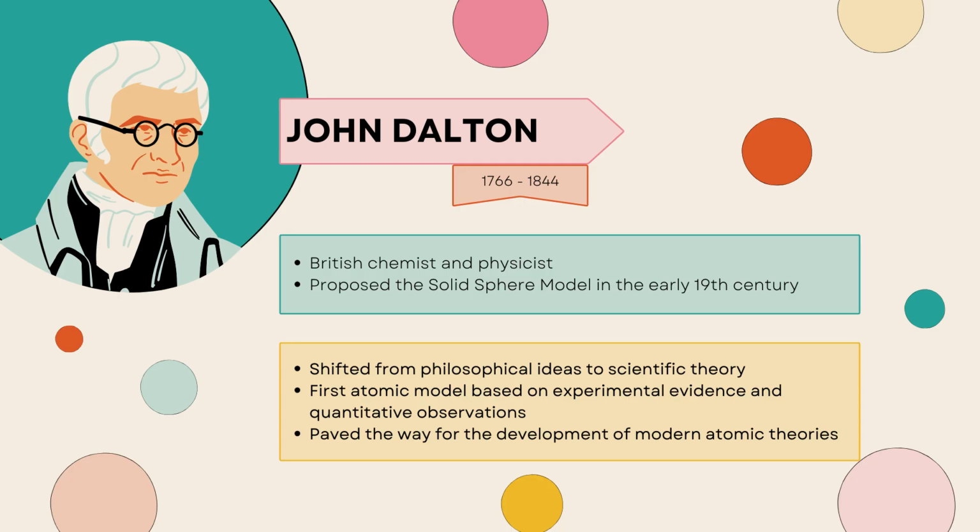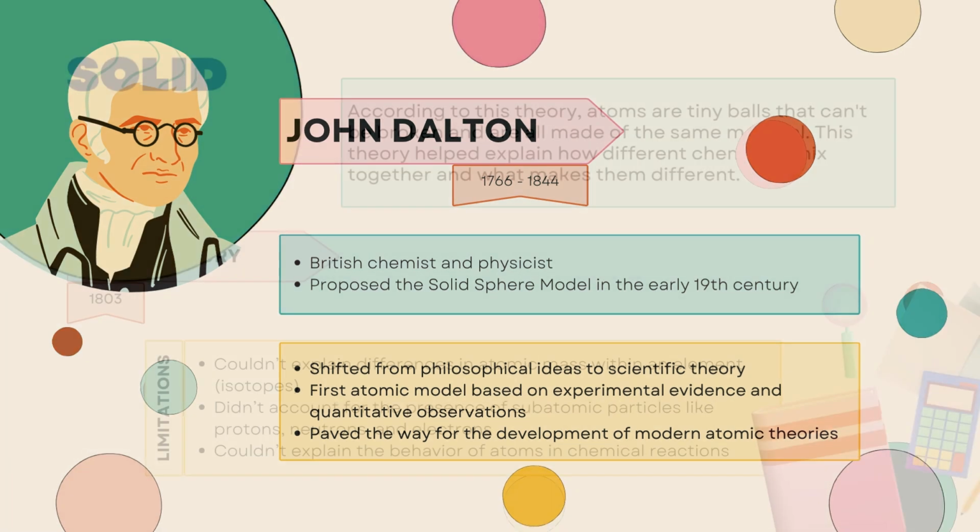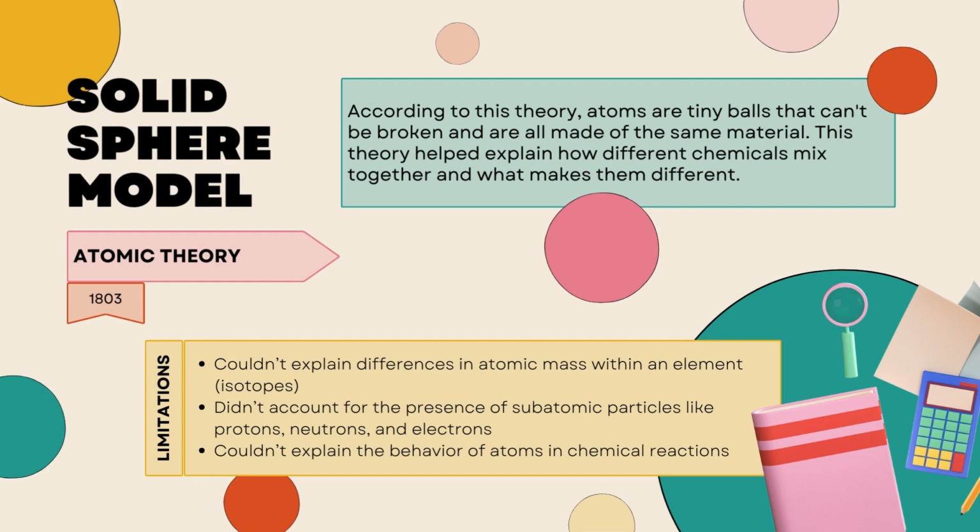John Dalton, British chemist and physicist, proposed the solid sphere model in the early 19th century, shifted from philosophical ideas to scientific theory. First atomic model based on experimental evidence and quantitative observations, paved the way for the development of modern atomic theories. Solid sphere model. According to this theory, atoms are tiny balls that can't be broken and are all made of the same material. This theory helped explain how different chemicals mix together and what makes them different.